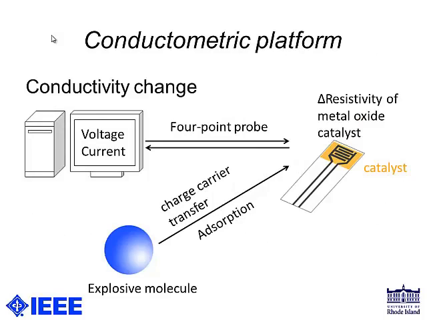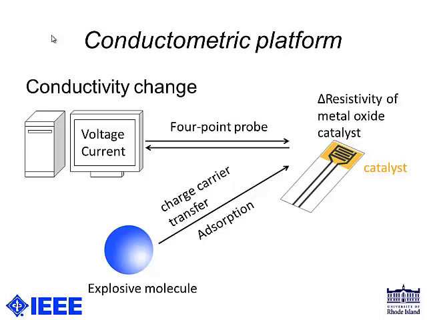How does the conductometric platform work? Well, it measures the resistivity of the catalyst layer, which is a metal oxide. Whenever the explosive molecules interact with the catalyst, there will be a charge carrier transfer going on during the absorption and desorption process, and the computer will capture this change of resistivity. This is a well-developed technique. It can go to a very low detection limit, as low as parts per billion. However, it has very poor selectivity among different species with similar functional groups.